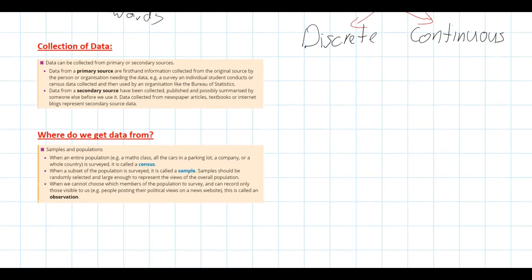Data can be collected from primary or secondary sources. I want you to write the definition here for primary source, and I want you to also write the definition for secondary source. So data from a primary source is first-hand information collected from the original source by the person or organizations needing the data. So example, a survey an individual student conducts, or census data collected and then used by organizations, for example, the Australian Bureau of Statistics. Or we've got the secondary data, which has been collected, published, and summarized by someone else before we use it.